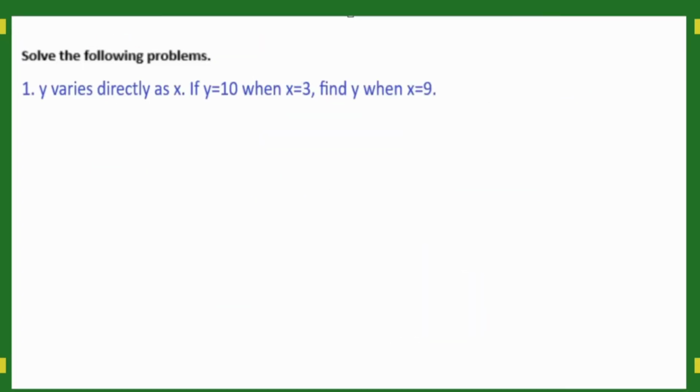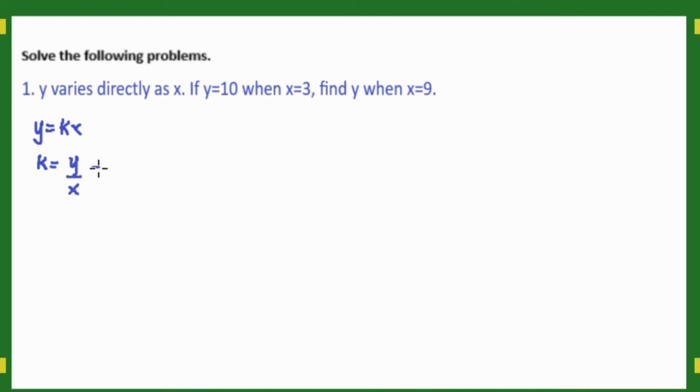Let's solve these problems now. Let's have number 1. Y varies directly as x. If y is equal to 10 when x is equal to 3, find y when x is equal to 9. So, kapag ganito siya, there are two solutions for this. Let's have the first solution. So, y varies directly as x. Translate nyo lang to. So, y is equal to kx. Again, k is equal to y over x.